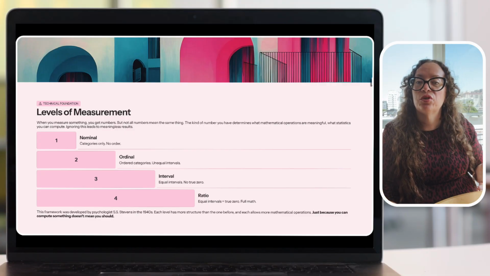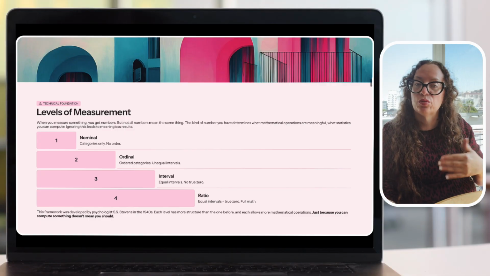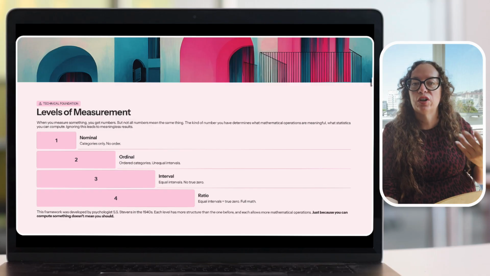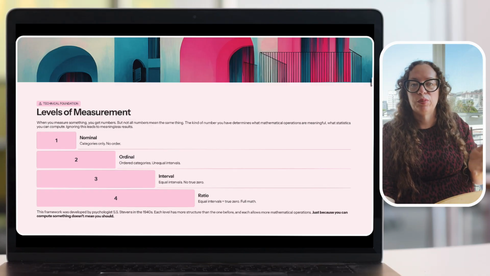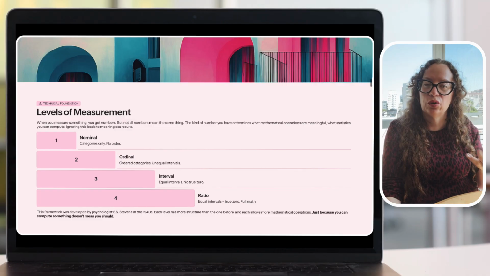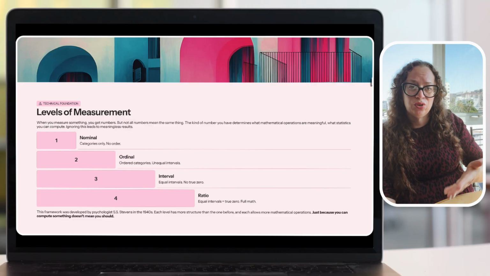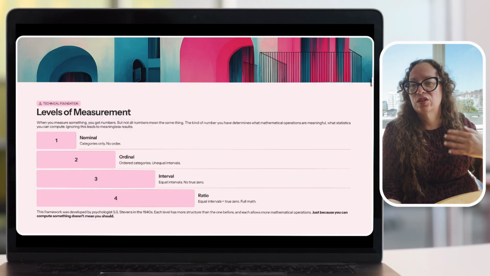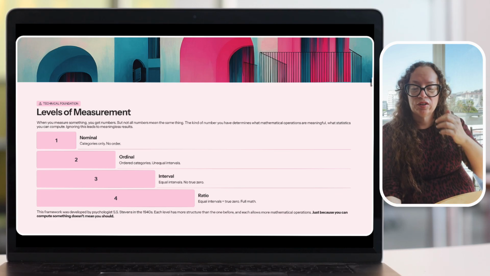There's a special case of nominal variables worth mentioning: dichotomous or binary variables. These are nominal variables with only 2 categories: yes or no, male or female, employed or unemployed, pass or fail. They're still nominal categories without order, but having only 2 categories sometimes allows special statistical treatments. Okay, we'll talk about that more later.